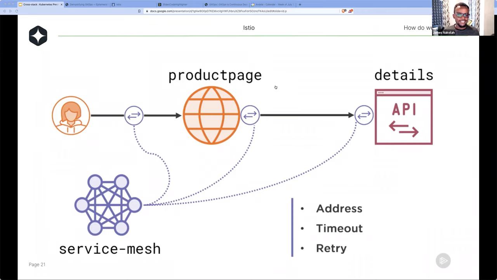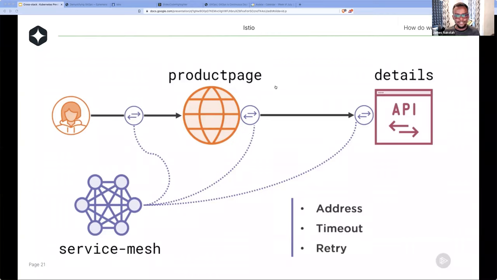it will go through three proxies. One would be, of course, the ingress, which will have a proxy in itself. Then the product page will also have a proxy, and the details will also have a proxy. So this allows us to do traffic shaping, because we can see all the addresses within the Istio control plane. And this also makes our networks a little bit intelligent. Intelligent in the sense that we can now program things like timeouts into our networks.